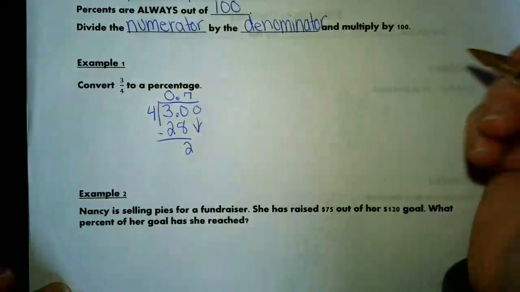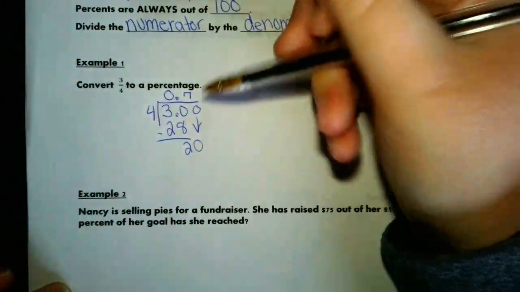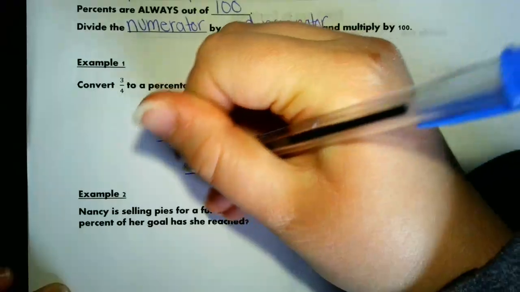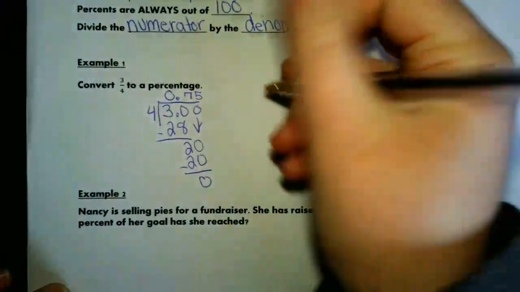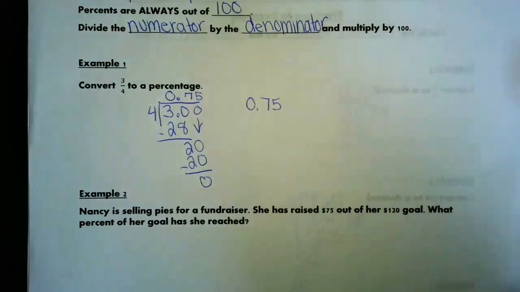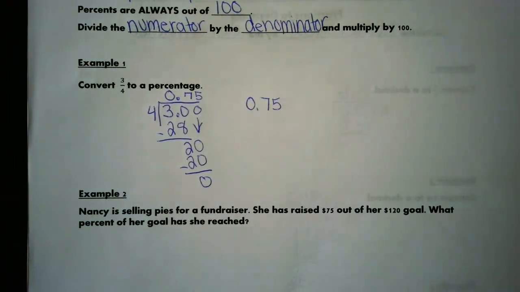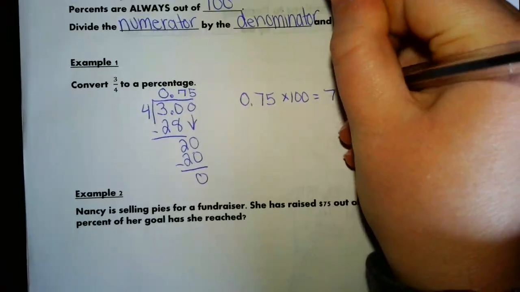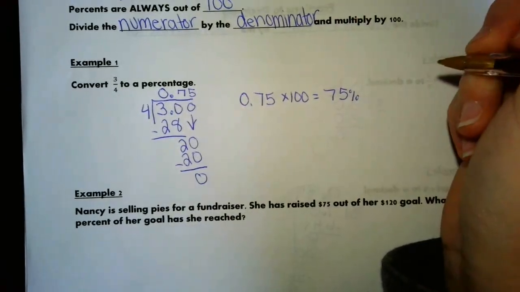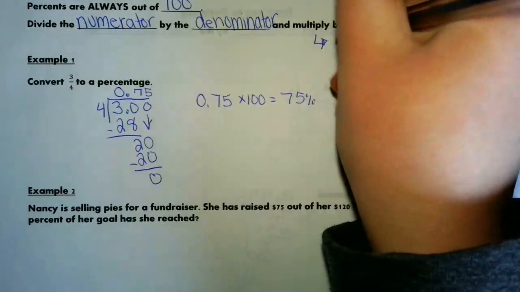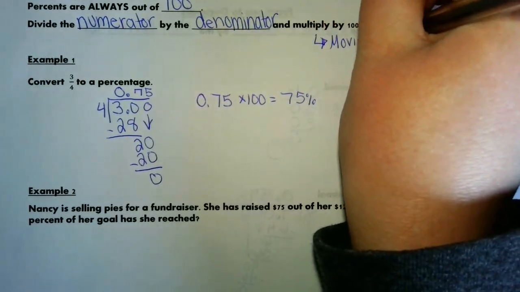Do the subtraction, you're left with 2. Add a 0, drop it down. Can 4 go into 20 evenly? Yes, 5 times. 4 times 5 is 20. You're left with nothing. So 3/4 as a decimal is 0.75, or 75 hundredths. If you want it as a percent, we multiply by 100 and we get 75%. Now, multiplying by 100, if you want to make a note, is the same thing as moving your decimal 2 places to the right.